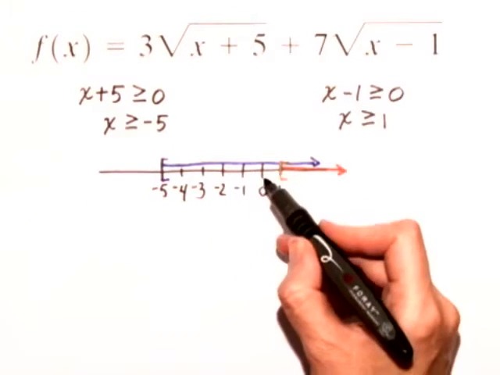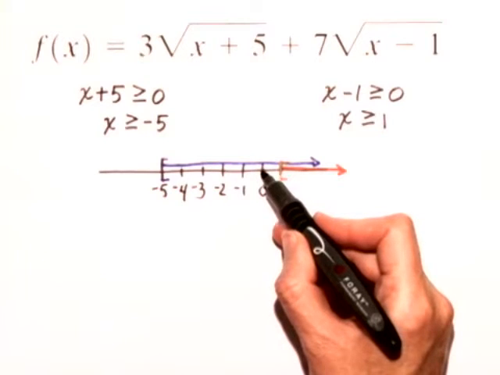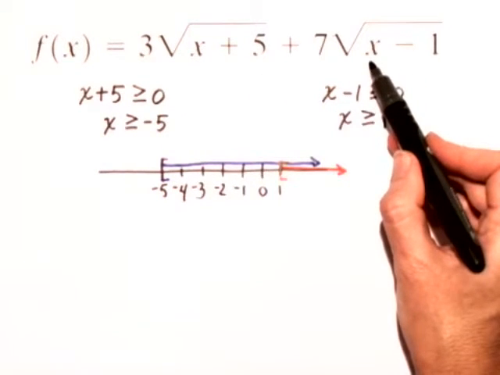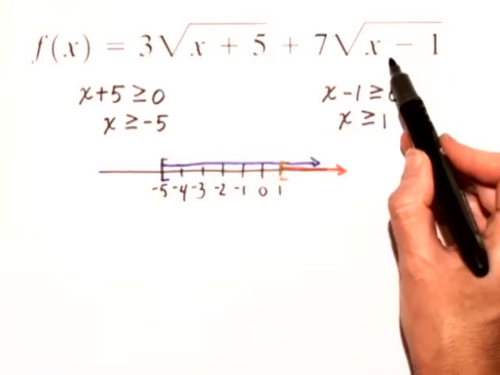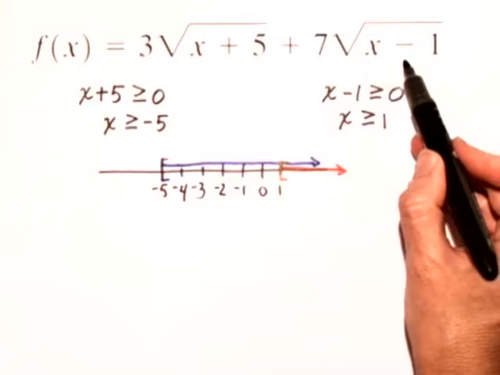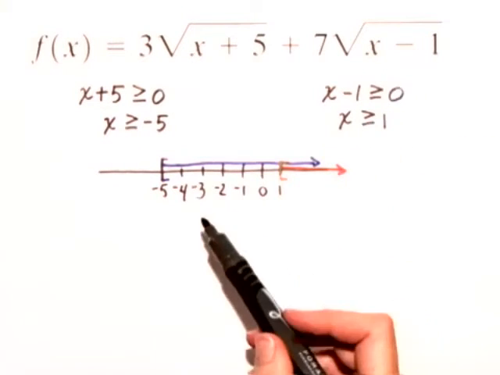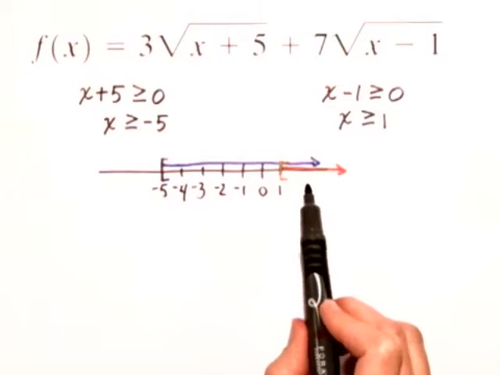For example, what if I wanted to include 0 in my domain for this entire function? If I substitute 0 in for x, in the second radical, I'd get 0 minus 1. I would have a negative number underneath the radical, and that's not a real number. So I need to restrict my domain to the intersection of these two.